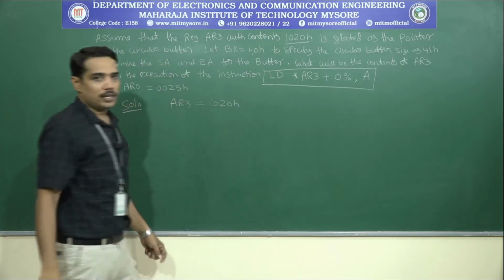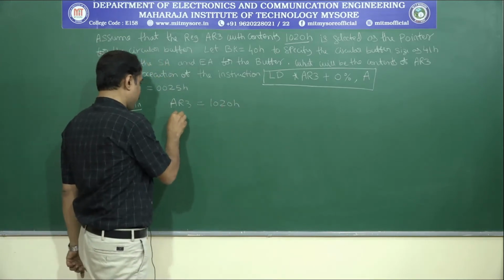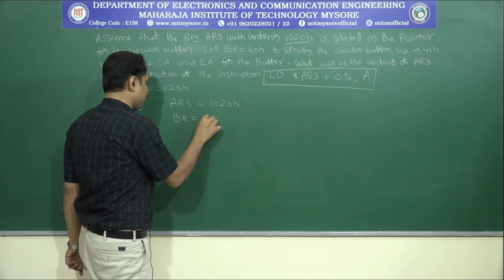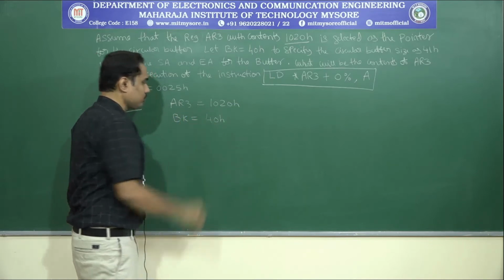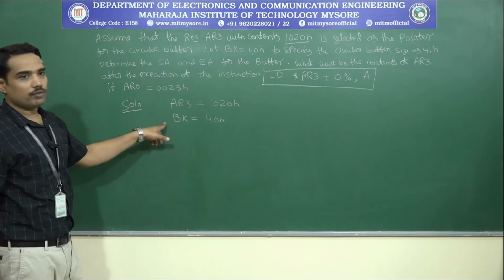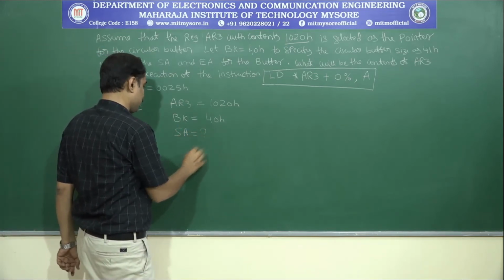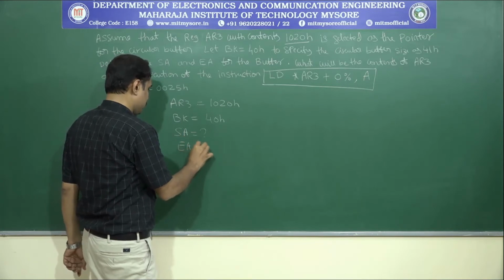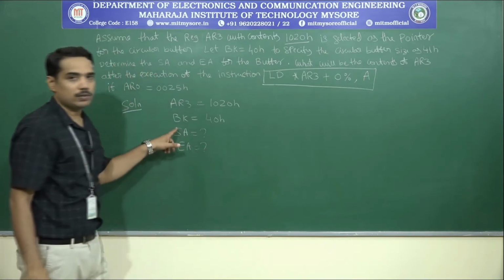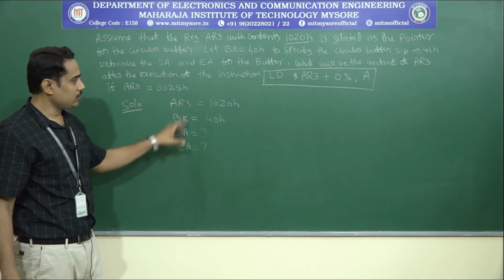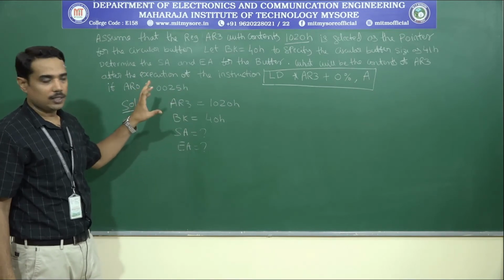Out of AR0 to AR7, they have given AR3, and the contents is equal to 1020H, and BK is given, BK is equal to 40H. Now we have to find out the start address and end address with these two parameters given.